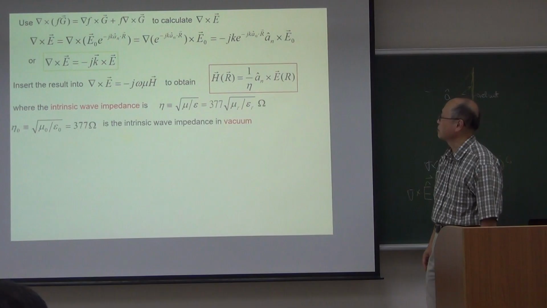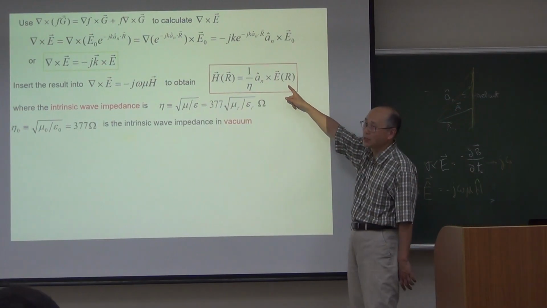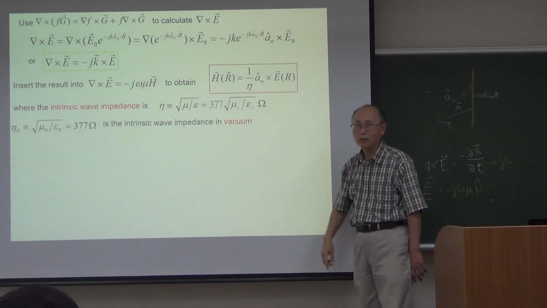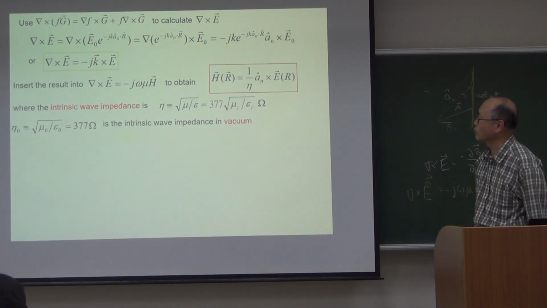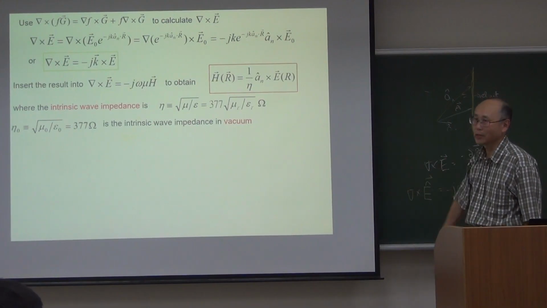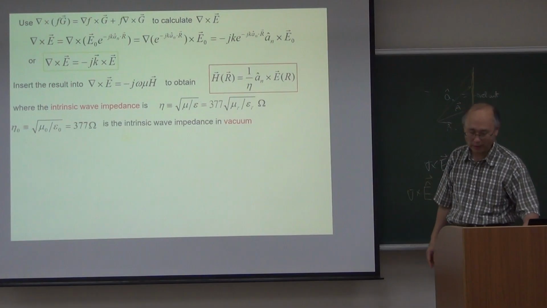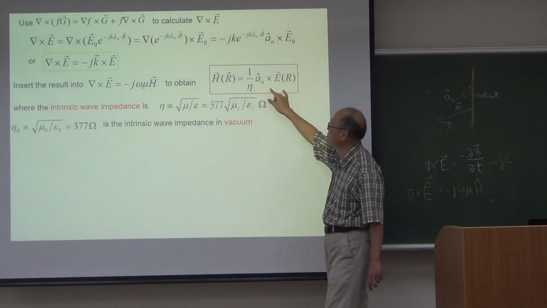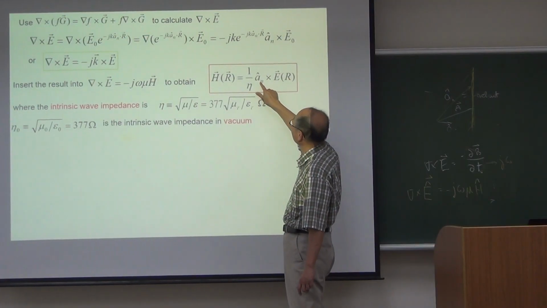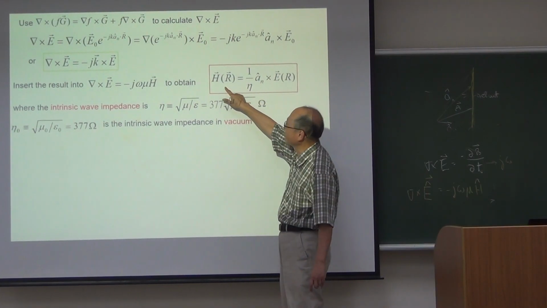And there's a prefactor in front of this E. That is 1 over eta. Eta is the intrinsic wave impedance, in vacuum 377 ohm. So you went through this when you studied electromagnetic wave. But this also defines the directional relationship between a_n and H, and E and H.